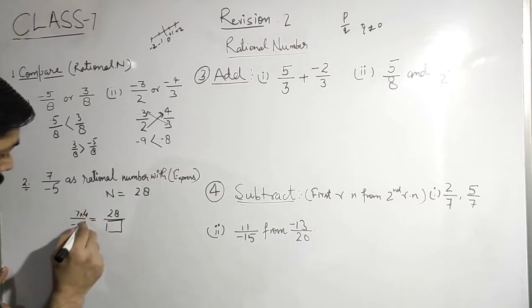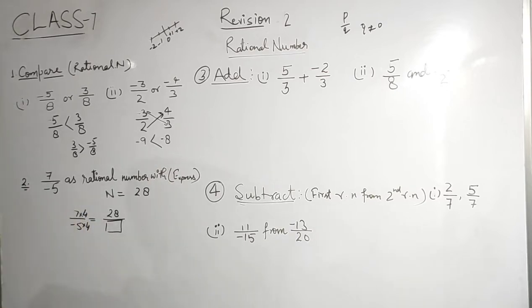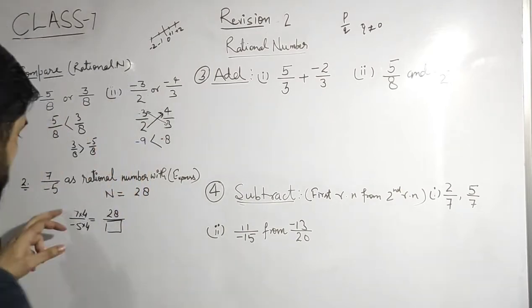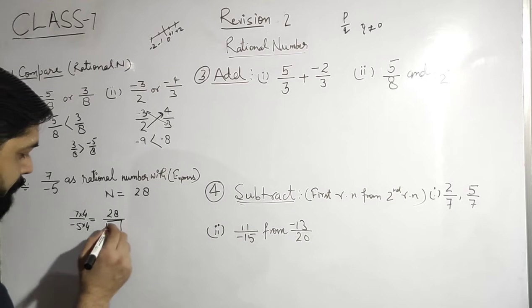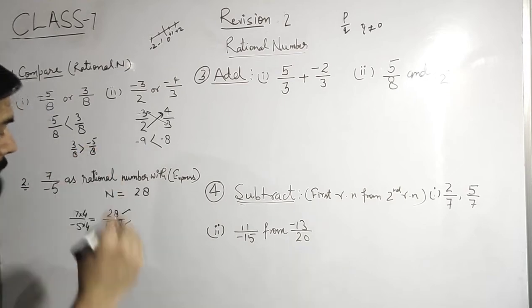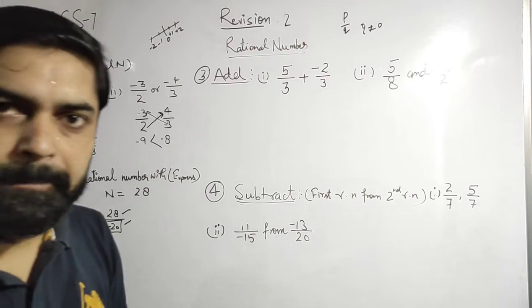अब 4 जो multiply होगा इन दो नंबर से, तो आपको denominator क्या मिलेगा? 28 ही रहेगा. So 7 fours are 28 and 5 fours are 20, and this is minus 20. And then the answer is 28 upon minus 20.